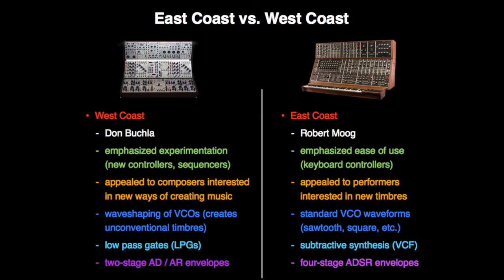So in addition, on the Buchla, you might be more likely to see a two-stage AD or AR envelope. That's an envelope that just has an attack and a decay, or an attack and a release. So rather than having an envelope that's able to sustain for a long time, if you think about you're working with a sequencer, which is playing quick notes in these looping successions, you don't necessarily need something that's going to have a long sustain. You just want something that's going to have more of a percussive attack with just an attack time and a release time.